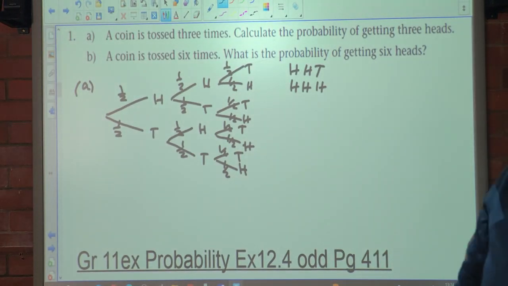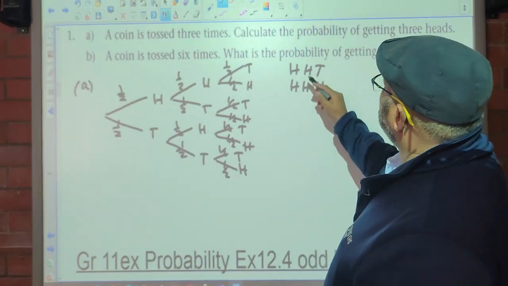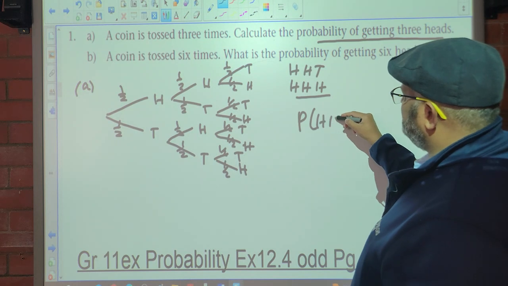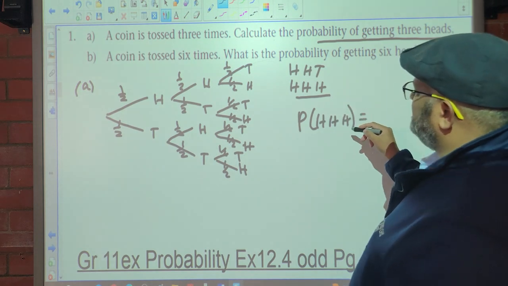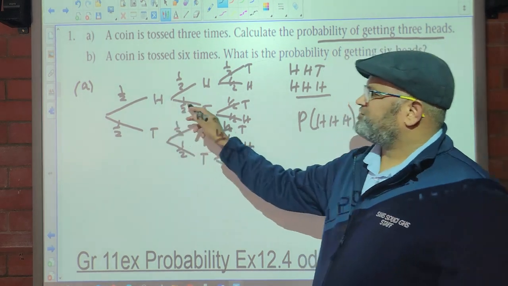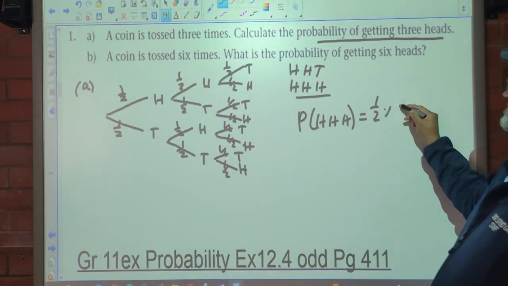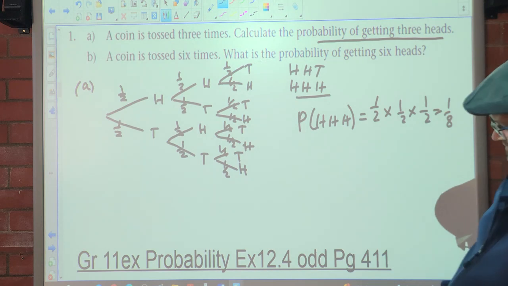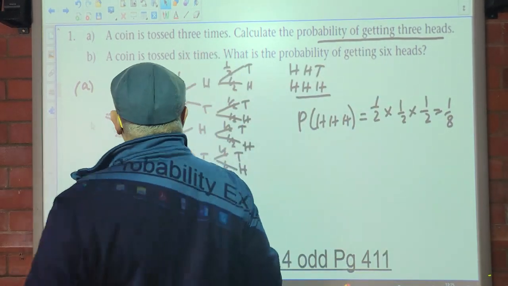Okay. The question says, calculate the probability of getting 3 heads. So 3 heads is going to be a half times a half times a half, which is 1 over 8. You guys are getting that?